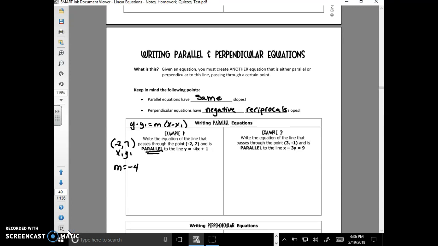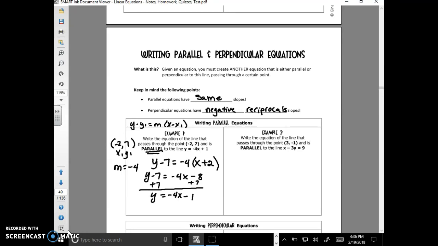So now let's substitute everything in. We're going to say y minus 7 equals -4 times x plus 2, because it's minus a -2. Let's change it into slope-intercept form. So y minus 7 equals -4x minus 8. Add 7, and y equals -4x minus 1. The next thing you would do is take that ordered pair, substitute it in, and make sure that ordered pair shows up.